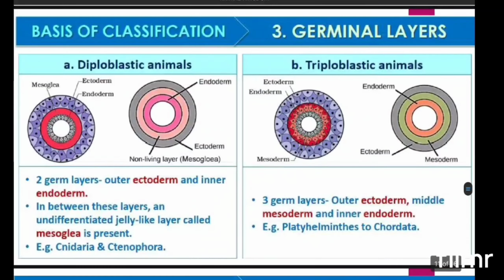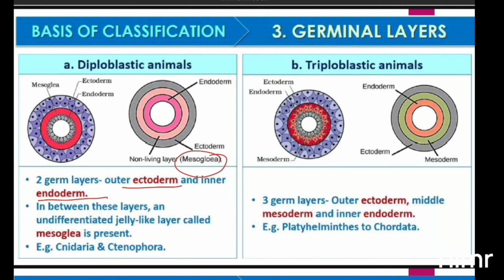According to the presence, I told you they are diploblastic and triploblastic. Diploblast means only two germ layers are present, the ectoderm and the endoderm, right? The outer ectoderm and the inner endoderm will be there, and you can see that there will be a non-living layer in between them, called mesoglea in diploblastic organisms, right? It is the jelly-like layer which is called the mesoglea, right?